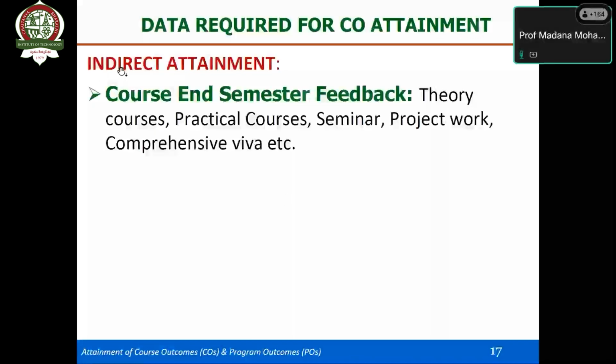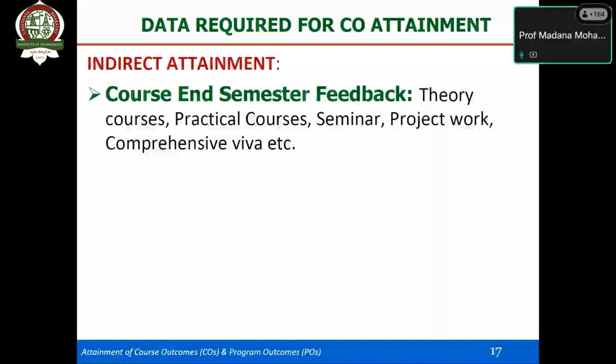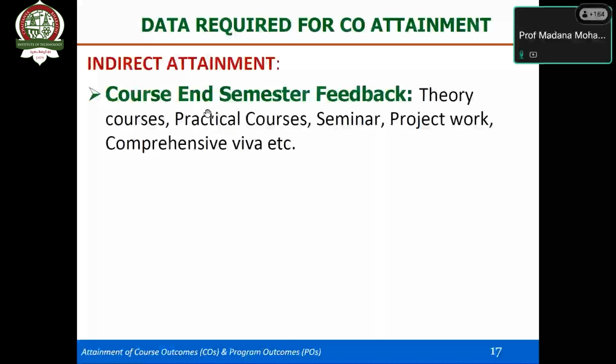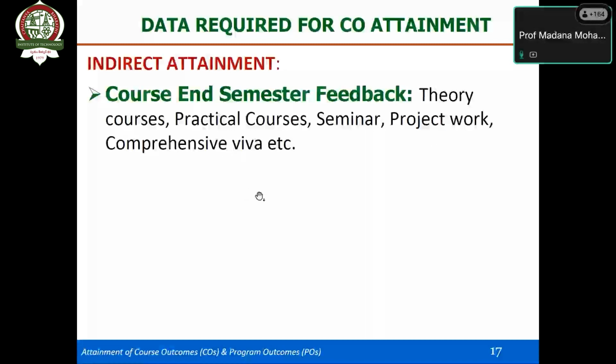Before that, now coming to indirect attainment. Here we are discussing attainment of a particular course: direct attainment and indirect attainment. Direct attainment consists of two components: one is internal evaluation, another is external evaluation. Whereas indirect attainment is based on the end semester feedback or course exit survey, whatever. For all courses, the indirect attainment feedback is required, whether theory or practical, seminar or project work or comprehensive viva, whatever.